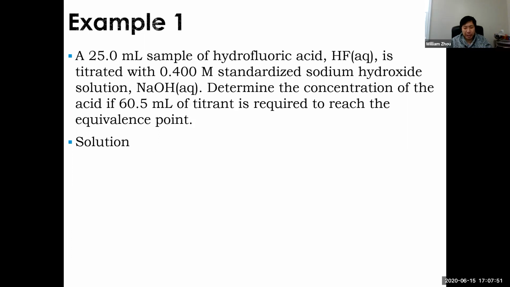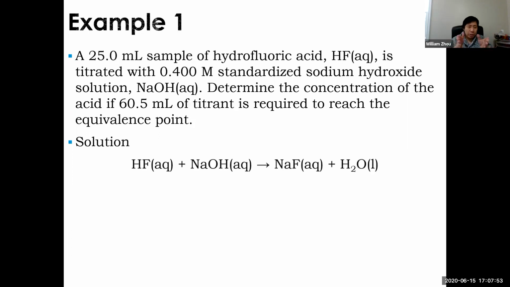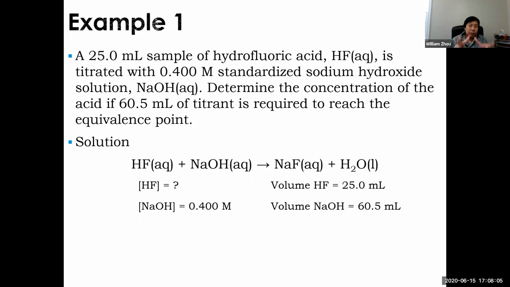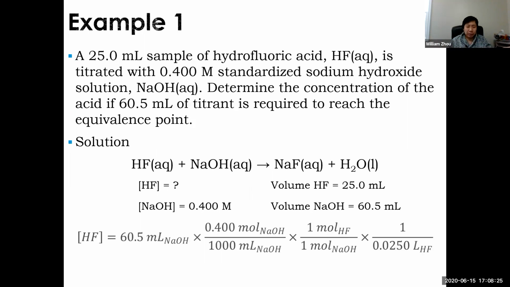It's the same strategy. So in order to solve this problem, you have to write the balanced equation, HF plus NaOH gives NaF plus H2O. It's a 1-to-1 ratio. So you would, of course, multiply together the two entities that you know the volume and concentration of. So you know the sodium hydroxide concentration. You know the volume of sodium hydroxide. If you multiply them together, you will get moles. You then use the mole ratio to convert to moles of the acid. Divide by volume to get concentration like this.